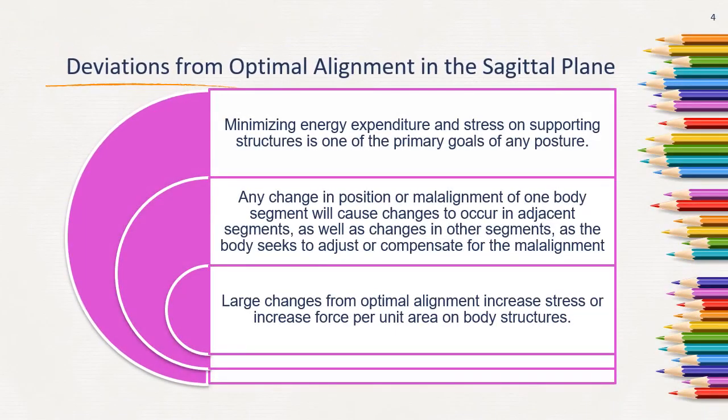Deviations from optimal alignment in the sagittal plane. Minimizing energy expenditure and stress on supporting structures is one of the primary goals of any posture. Any change in position or malalignment of one body segment will cause changes to occur in the adjacent segment, as well as in other segments, as the body seeks to adjust or compensate for the malalignment. These large changes from the optimal alignment will increase the stress, or the force per unit area, on the body structure.